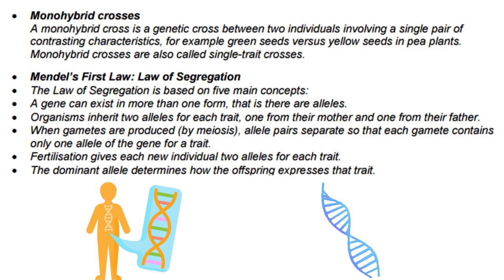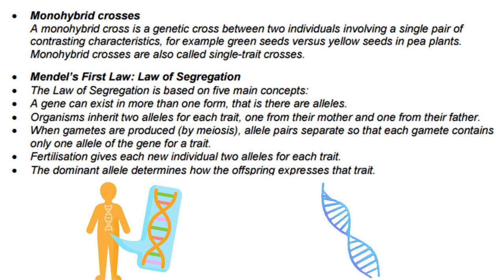Monohybrid crosses. A monohybrid cross is a genetic cross between two individuals involving a single pair of contrasting characteristics, for example green seeds versus yellow seeds in pea plants. Monohybrid crosses are also called single-trait crosses. Mendel's first law, the law of segregation.